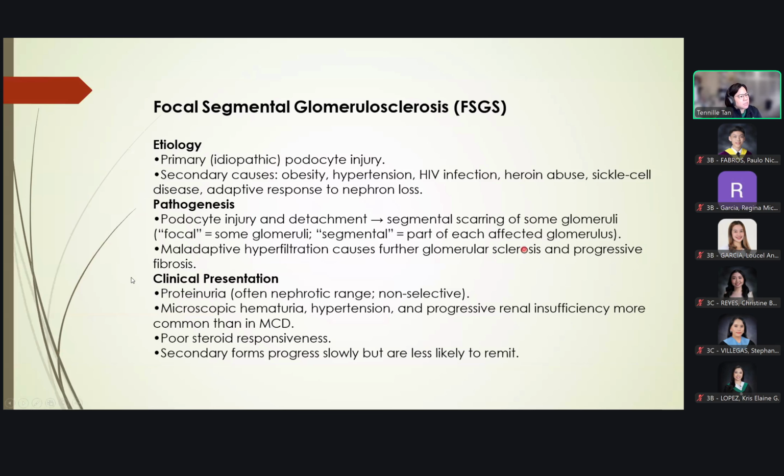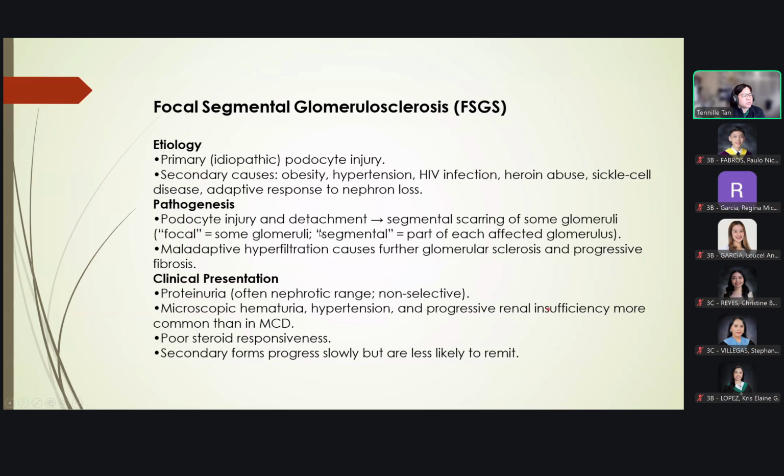So the clinical presentation: proteinuria, often nephrotic range. This is non-selective, meaning it's not only albumin. It could be different other proteins that are leaking through. So you can have microscopic hematuria, hypertension, and rapidly progressive renal insufficiency, more common than in minimal change disease. It's often poorly responsive to steroid therapy. And secondary forms progress slowly, but are less likely to remit.